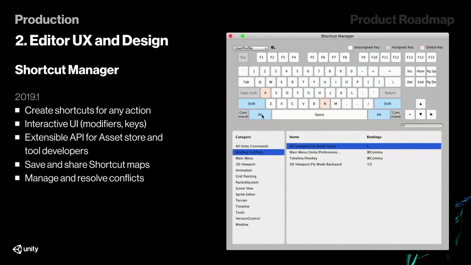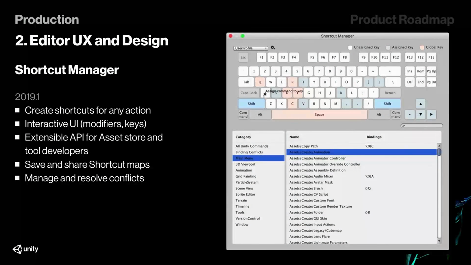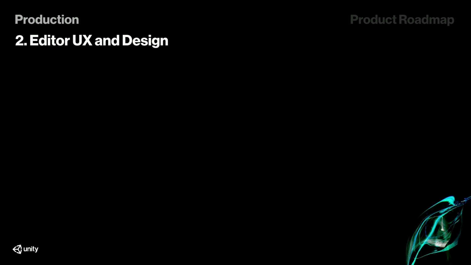It's got an API. So if you're a tools developer, you can use that. If you're an asset store developer, you can create shortcuts for your own tools. And you can create shortcut maps and share them throughout your studio if you wish to use the same shortcuts. And you can manage and resolve any conflicts that arise with these shortcuts.